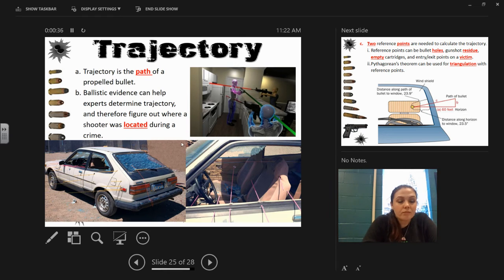Okay. So trajectory is the path of the propelled bullet. Ballistic evidence can help experts determine trajectory and therefore figure out where a shooter was located during a crime. So trying to figure out where they were at, checking the cameras, how tall they were, and things like that.